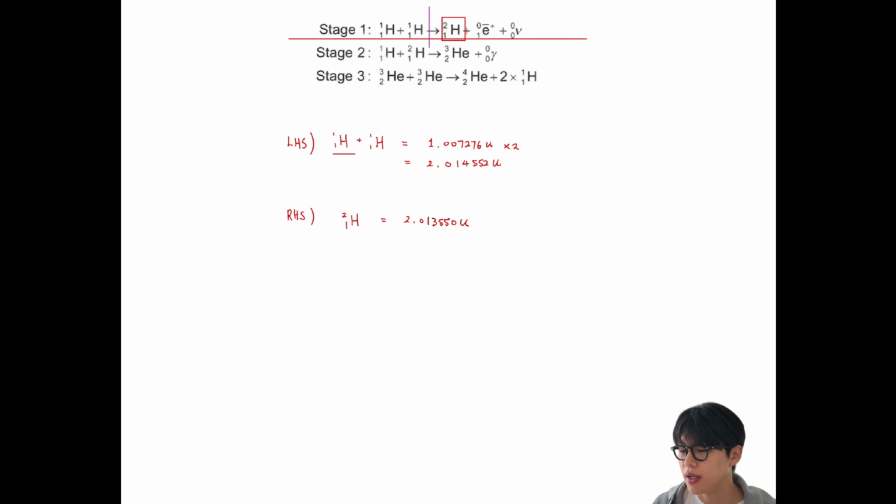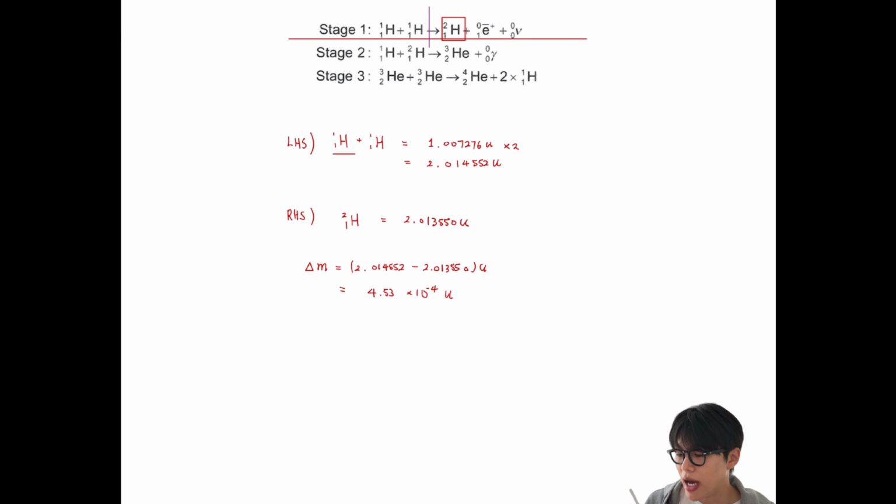Okay, we have two total masses, left-hand side and right-hand side. So now we have to compare the two masses, okay? So we need to calculate the mass defect in this case. The mass defect is simply the subtraction between them, right? So that's 2.014552 minus 2.013550 U, which equals 4.53 times 10 to the negative 4 U, right?